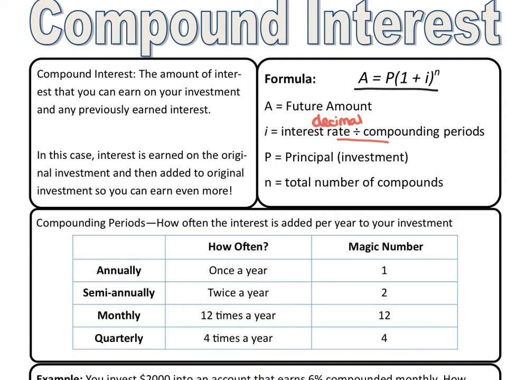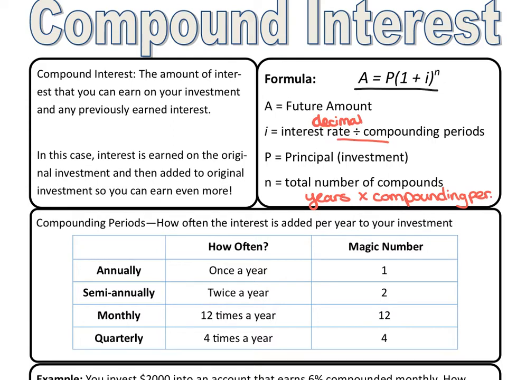P is your principal investment, so how much you actually put in, similar to simple interest. And n is your total number of compounds. Now, usually this is your years times the compounding periods in a year. And I'm going to show you that in the example as well.